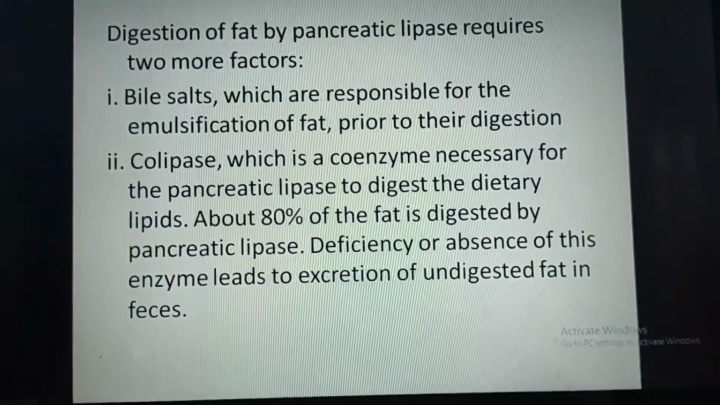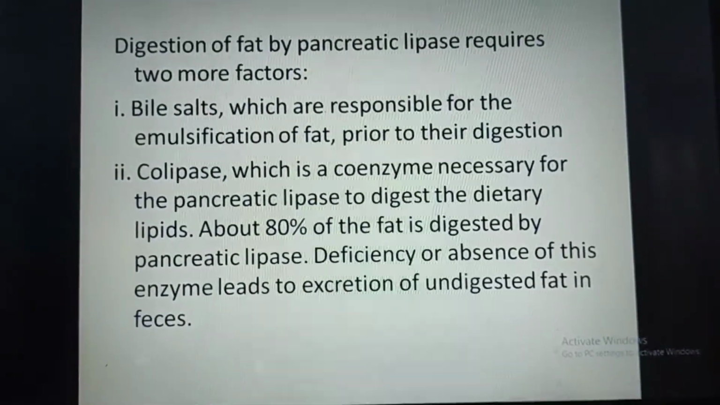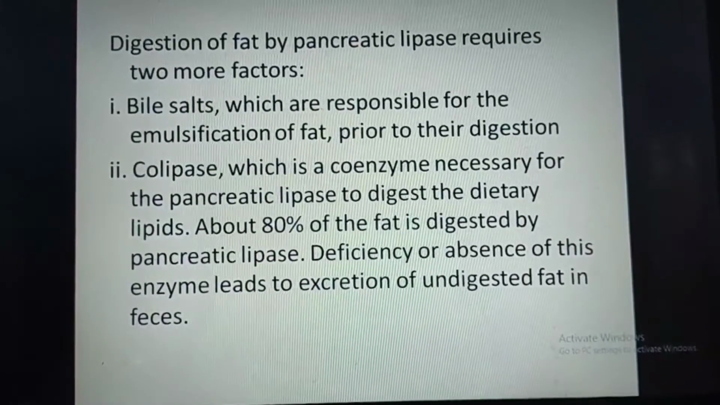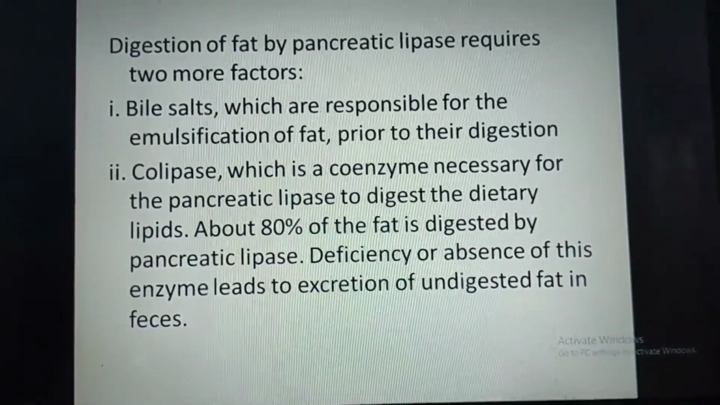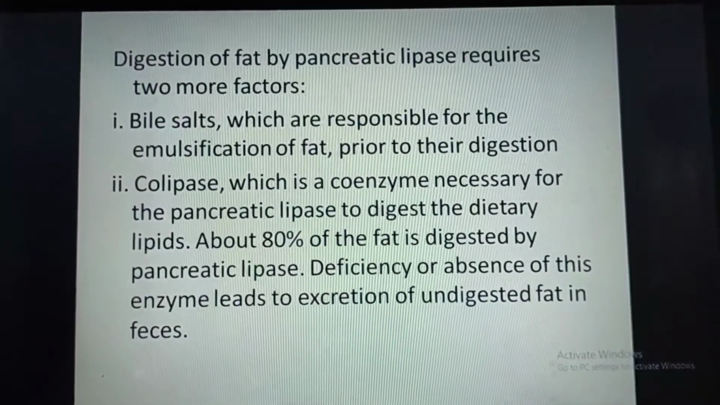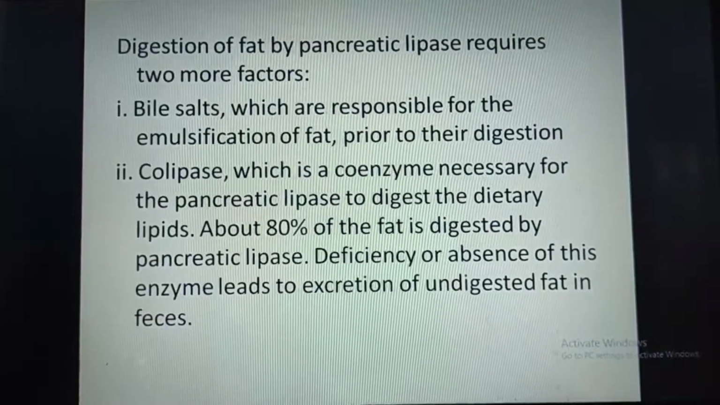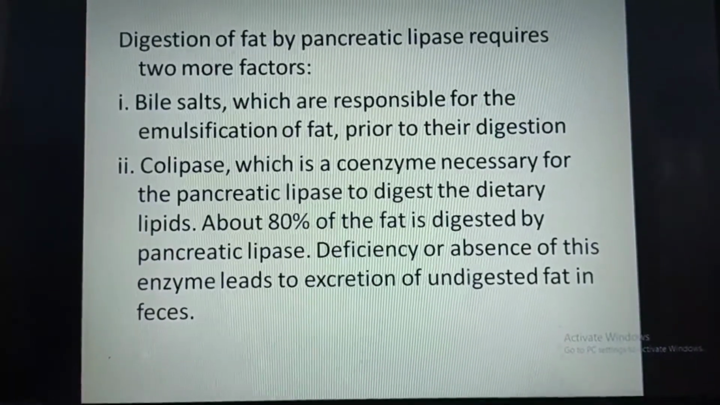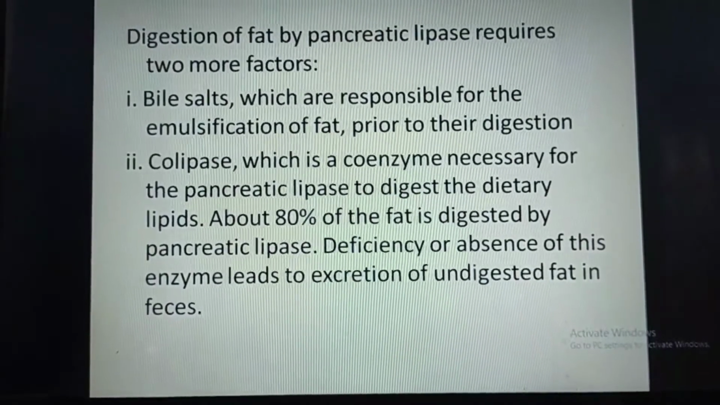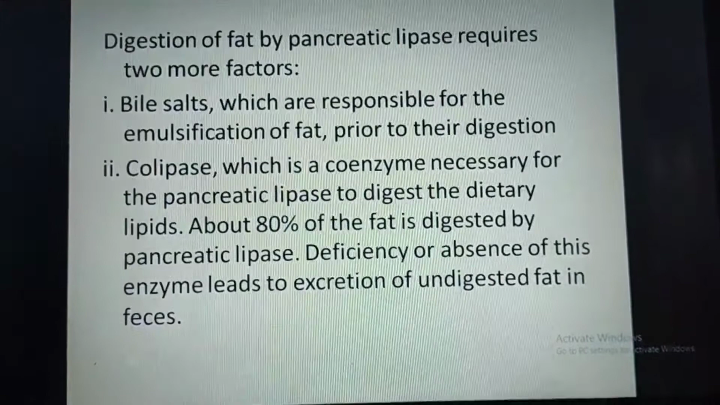Digestion of fat by pancreatic lipase requires two more factors: bile salts, which are responsible for the emulsification of fat prior to the digestion; and colipase, which is a coenzyme necessary for the pancreatic lipase to digest the dietary lipids. About 80% of the fat is digested by pancreatic lipase. Deficiency or absence of this enzyme leads to excretion of undigested fat in feces or stool.